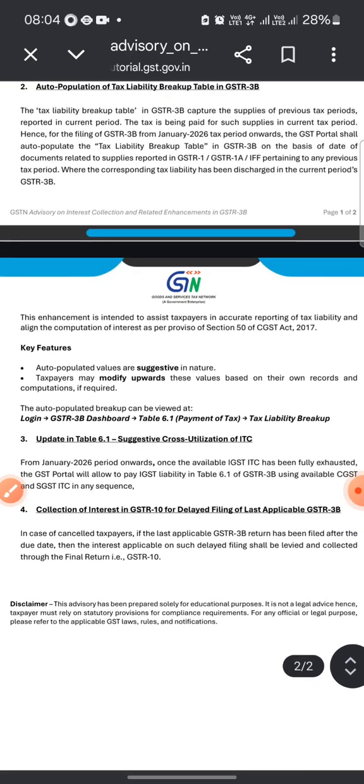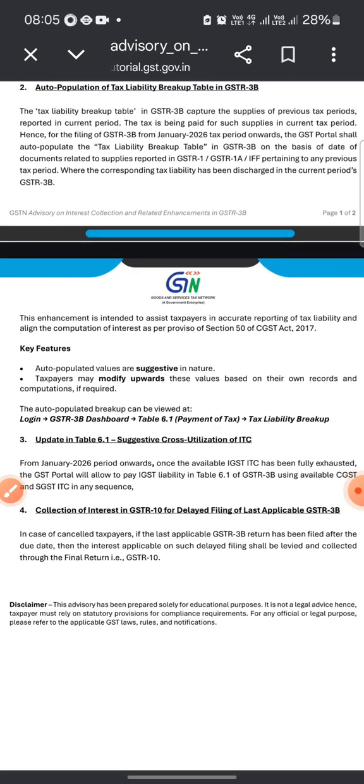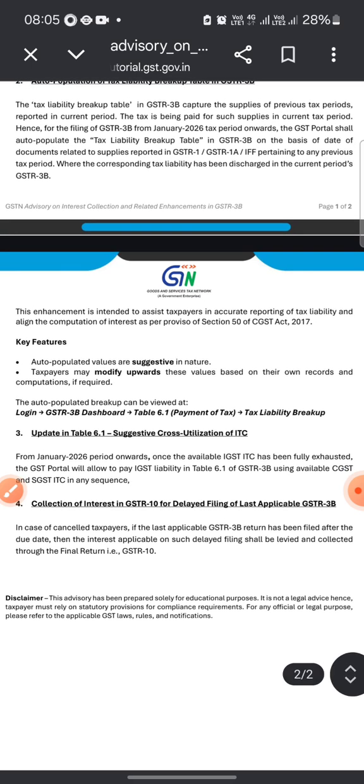Collection of interest in GSTR 10 for delayed filing of the last applicable GSTR 3B. In case of cancelled tax periods, if the last applicable GSTR 3B return has been filed after the due date, then the interest applicable on such delayed filing shall be levied and collected through the final return, that is GSTR 10, meaning thereby that if your January 26 is the last return for your filing, then you have to calculate your interest thereon and need to pay in your final return, that is GSTR 10.